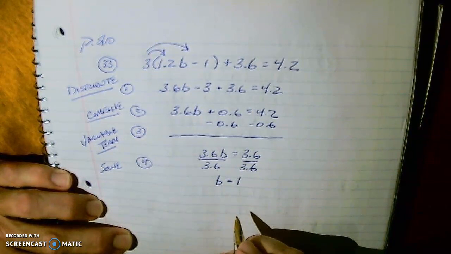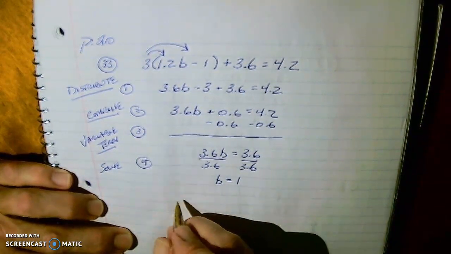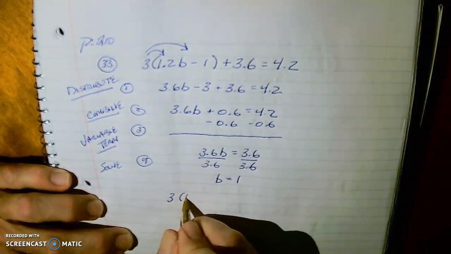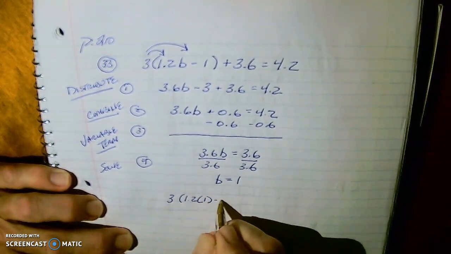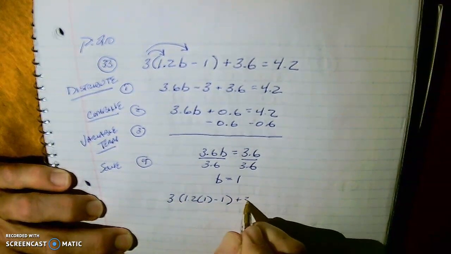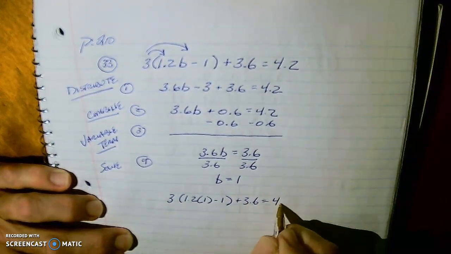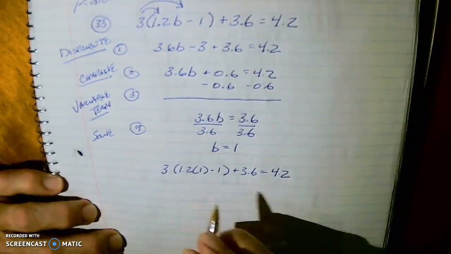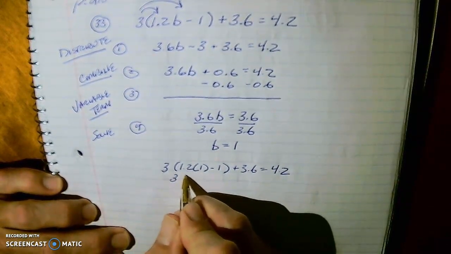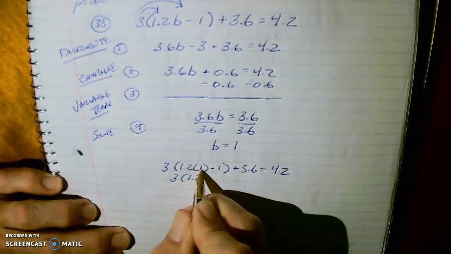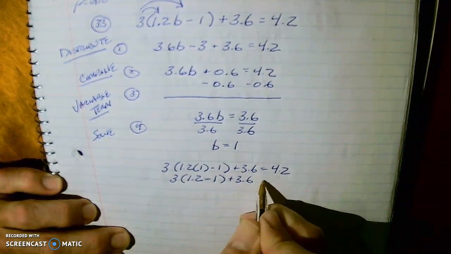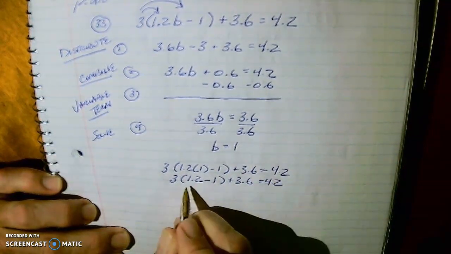We'll put that back into the original equation to see if it works. 3 times 1.2 times 1 minus 1 plus 3.6 equals 4.2. So if our solution is correct, that will work. 1.2 times 1 is 1.2, minus 1, plus 3.6 equals 4.2.